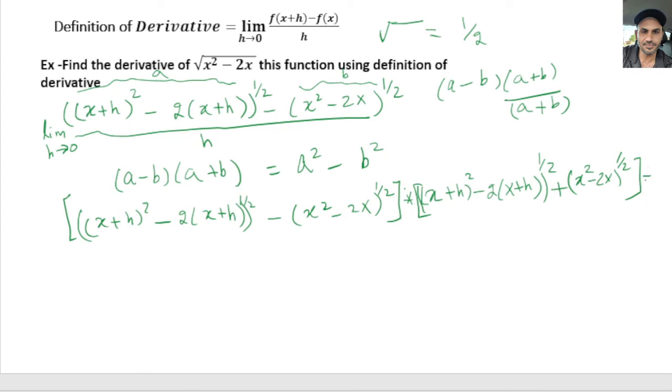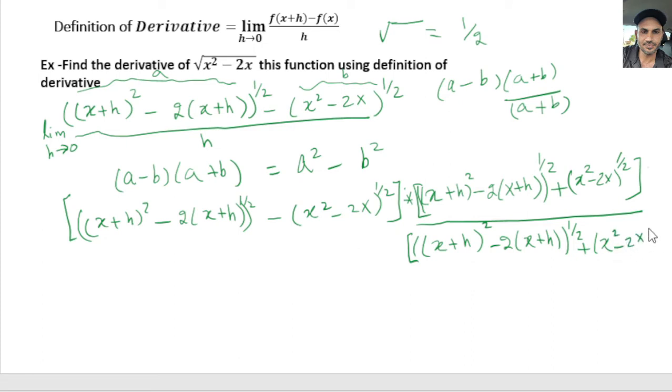hold on. So we multiply, and then we also divide, so I forgot that. So I just did multiplication right here, the top part, and then I have to divide by the same thing. So we have x plus h squared minus 2 times x plus h, and the whole thing raised to 1/2, plus x squared minus 2x raised to 1/2.